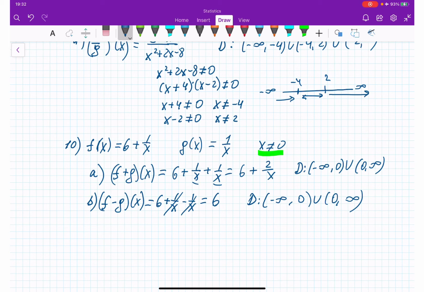Now, f times g of x is going to be equal to 6 plus 1 over x times 1 over x. So what is it going to be? I'm going to bring this 6 plus 1 over x to a common denominator.